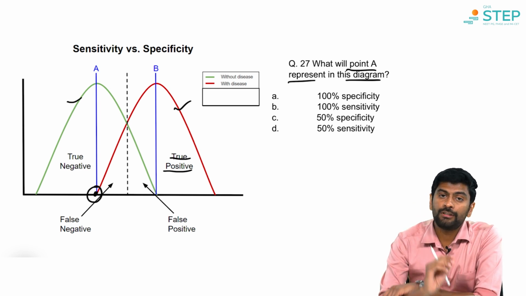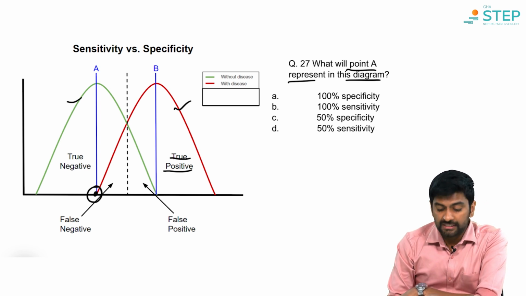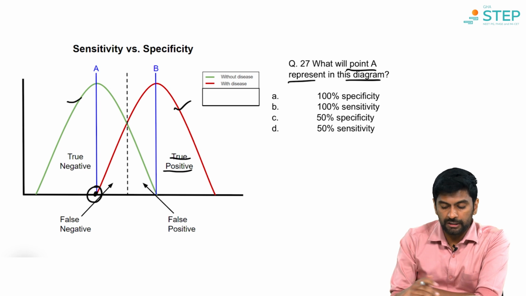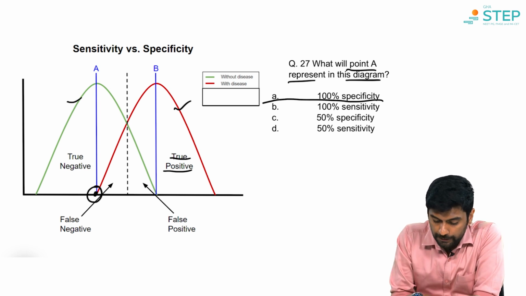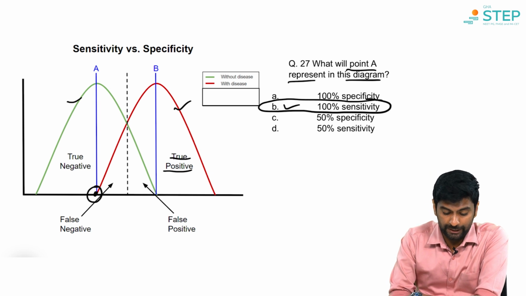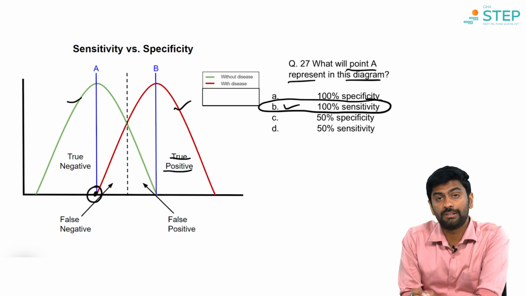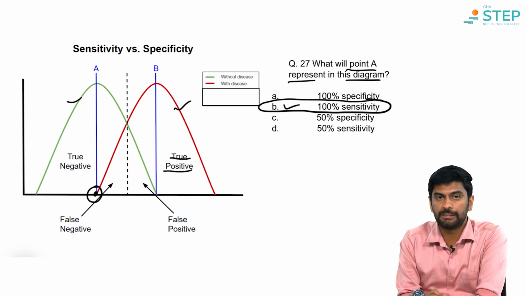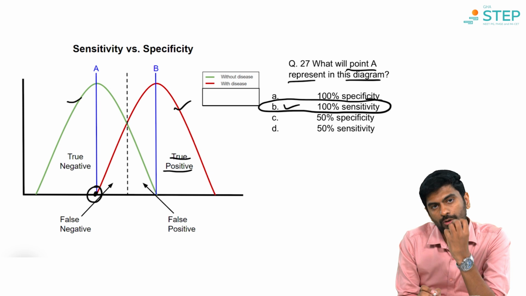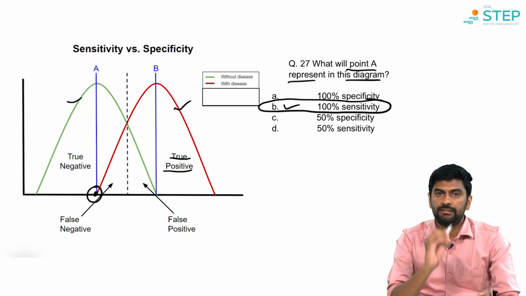Now, if it's 100% of catching all the true positives, we're talking about sensitivity. So, it's going to be 100% sensitivity, whereas 100% specificity is if you're able to detect all the true negatives. So, option B would be 100% specificity, whereas option A would be 100% sensitivity, which means you can catch all the truly positive cases of disease in this case.